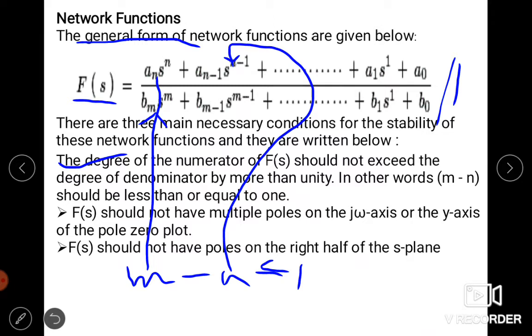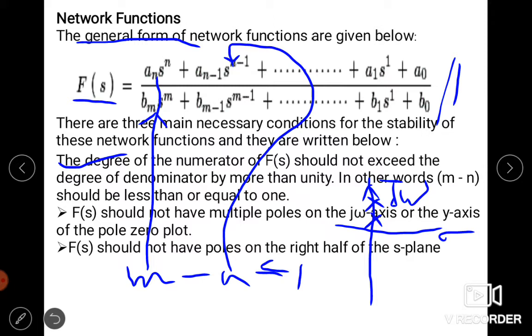Now the second one: fs should not have multiple poles on the j omega axis. If we draw here, this is the j omega imaginary axis and this is the real axis. So the second criterion is fs should not have multiple poles on the j omega axis. अगर characteristic equation के रूट्स यहाँ पर आएंगे तो सिस्टम अनस्टेबल हो जाएगा। Or you can say fs should not have poles on the right half of the s plane, right?